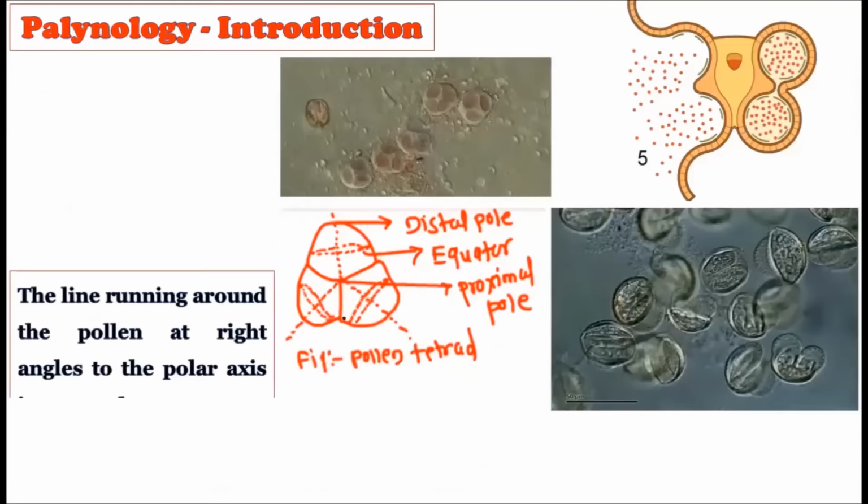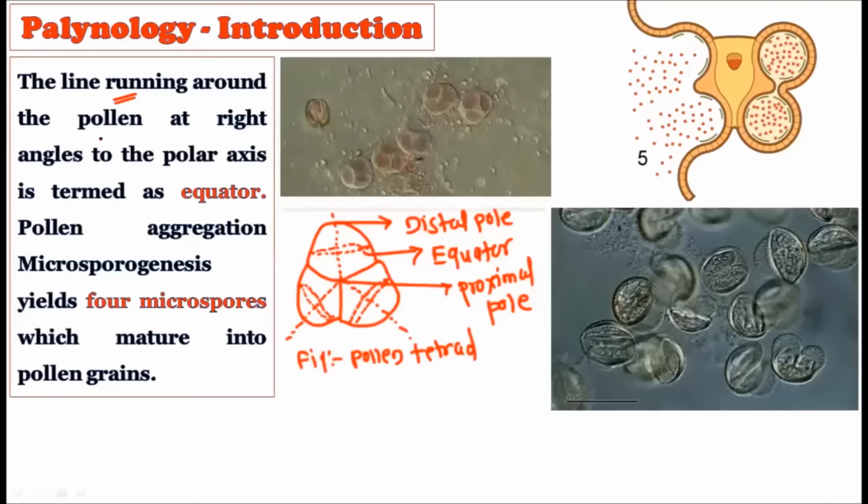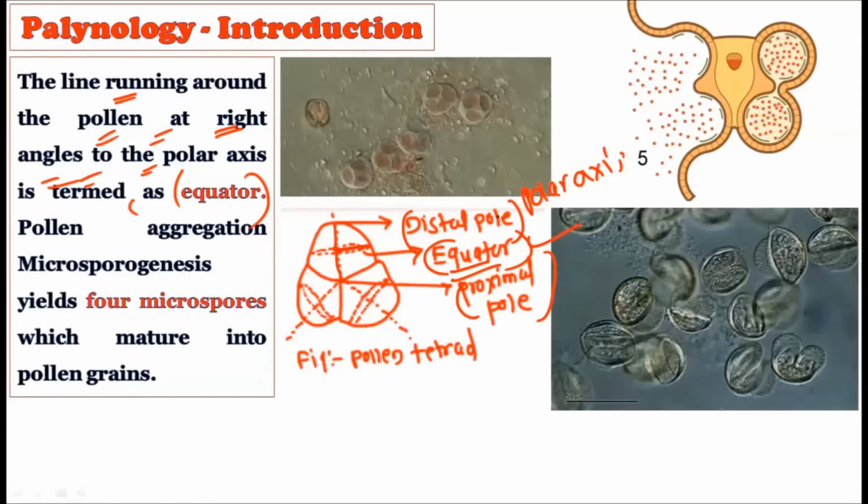Now consider this. The line running around the pollen at a right angle to the polar axis is termed the equator. This is the polar axis, and this line running at a right angle to it is called the equator. So there are four important terms while describing the tetrad of the pollen grain: the first one is the distal pole, second the proximal pole, third the polar axis, and fourth the equator.